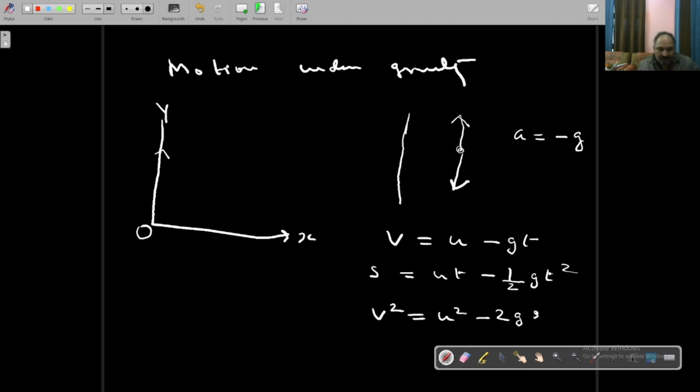In the next chapter we will be dealing with motion in a plane, projectile motion. First I will explain how motion in two dimensions can be studied, and then after understanding motion in two dimensions, we will switch over to projectile motion, and subsequently we go for numerical examples. Okay, hope you enjoyed the lecture.